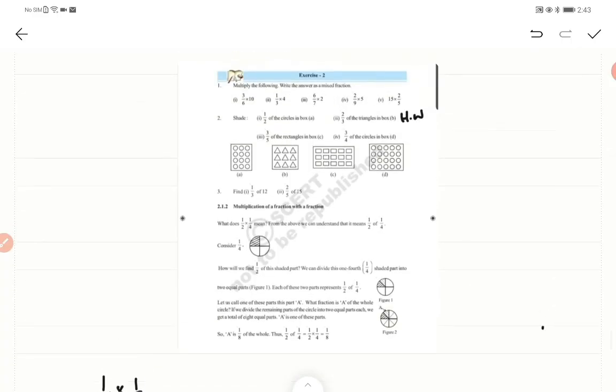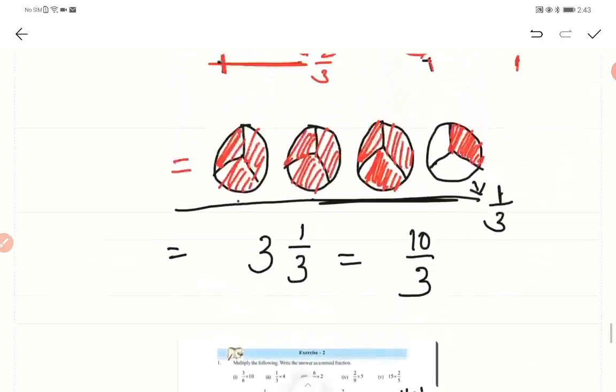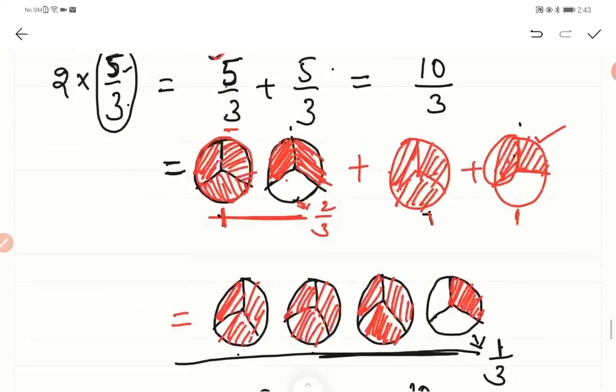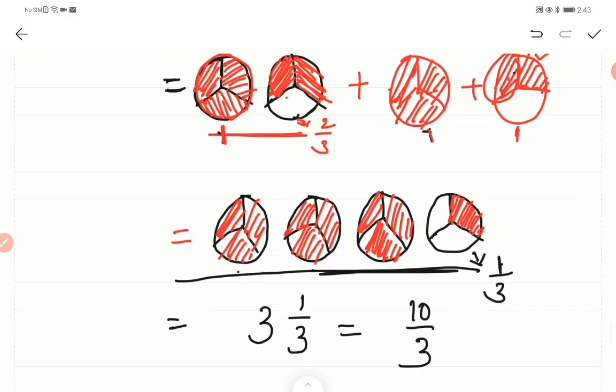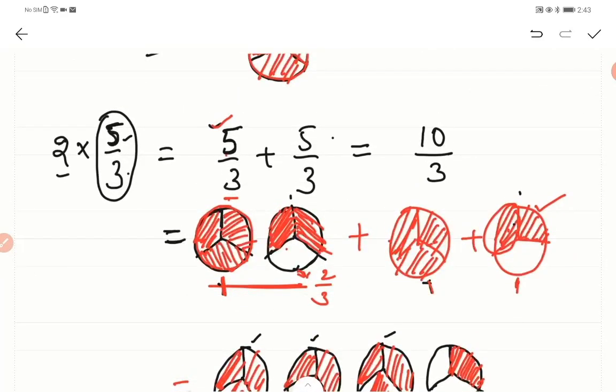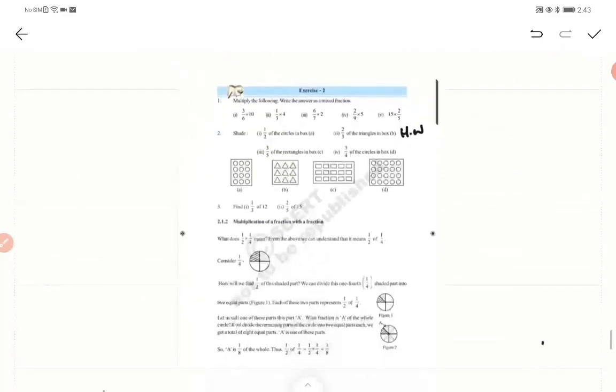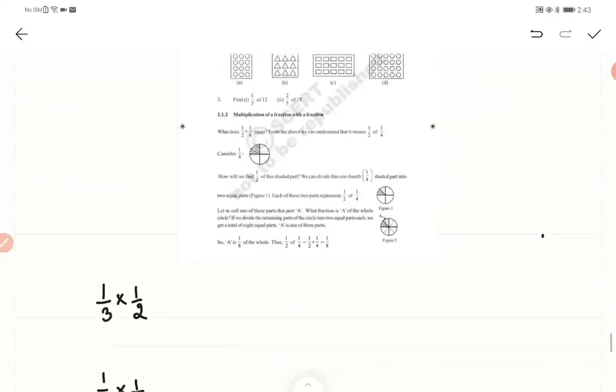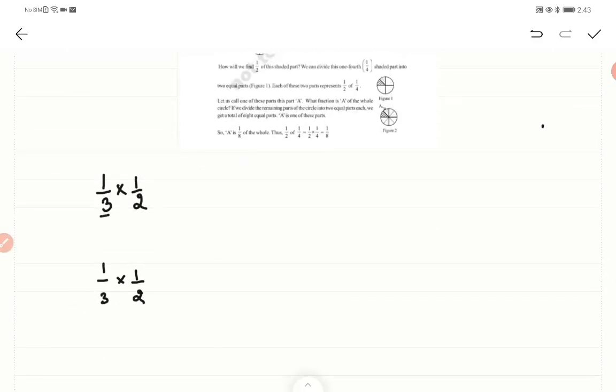So, in the last class, we did multiplication. We have represented how to show it in pictures, in figure form, multiplication of a fraction with a whole number. Today, let's do some multiplication of two fractions, multiplication of a fraction with a fraction. In the last class we had seen multiplication of a fraction with a whole number, isn't it?